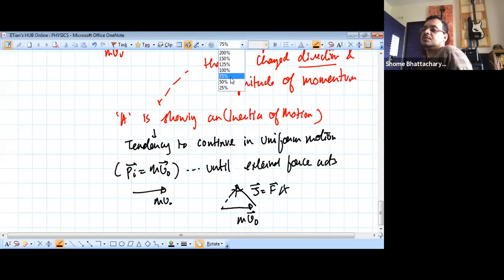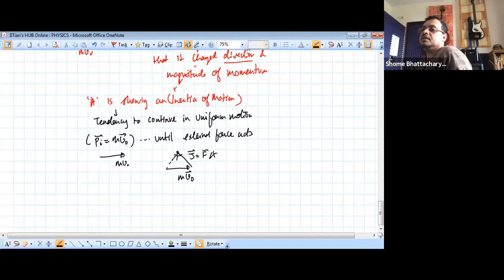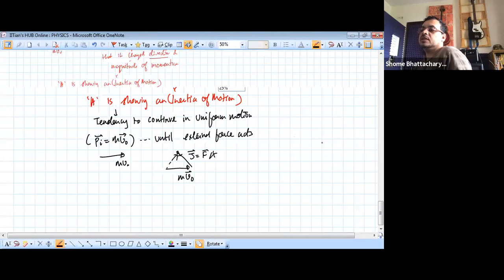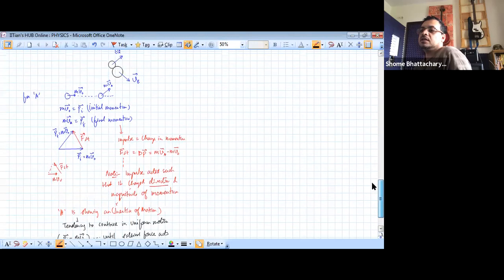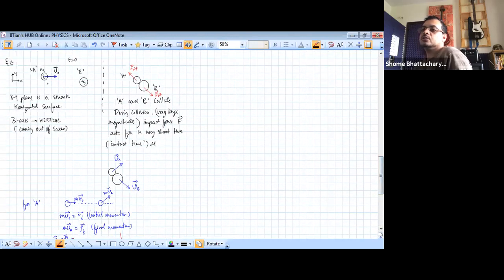So this is another example of the relationship between momentum and impulse, but we'll get more into that later. Here, to understand the property of inertia itself, the body will tend to continue in a state of uniform motion. That means it has a tendency to change neither its direction nor its magnitude of momentum until and unless some external force acts on it. The external force could act in such a way that it changes not only the magnitude but also the direction. So even to change the direction of motion, we need to apply some external force. Obviously, to change the magnitude of momentum, we need to apply some external force. But even to change the direction, we need to apply some external force.